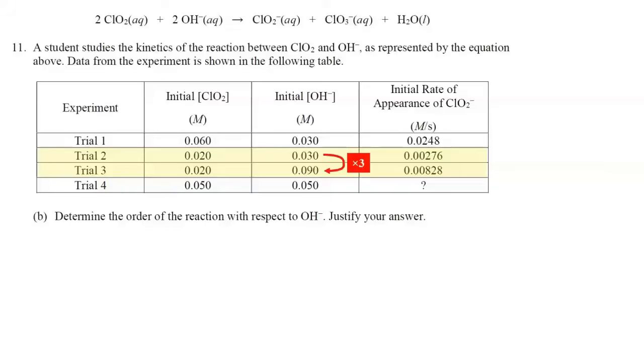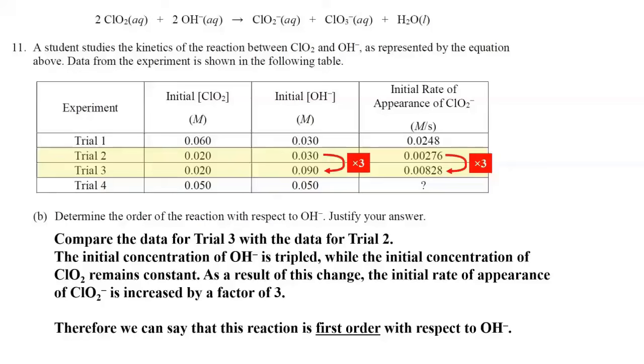It was 0.00276, and then it changed to 0.0828. That's an increase by a factor of 3. So if we tripled the initial concentration of hydroxide and the rate was also tripled, then that would be first order with respect to hydroxide.